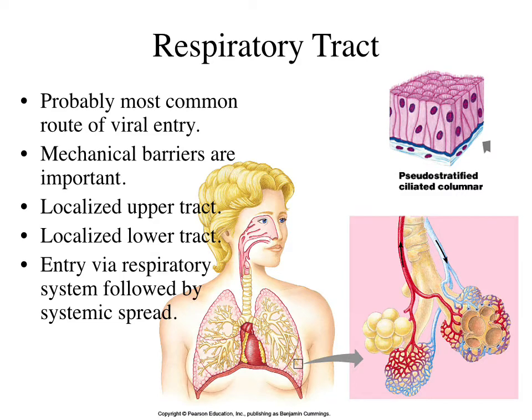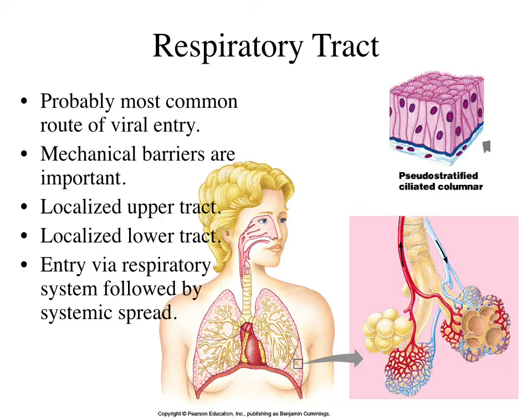The resting ventilation rate for your average person is about 6 liters of air per minute. And we have 300 million alveoli. So that's a lot of material moving in and out. So it's easy to see why this would be such a common route of entry.